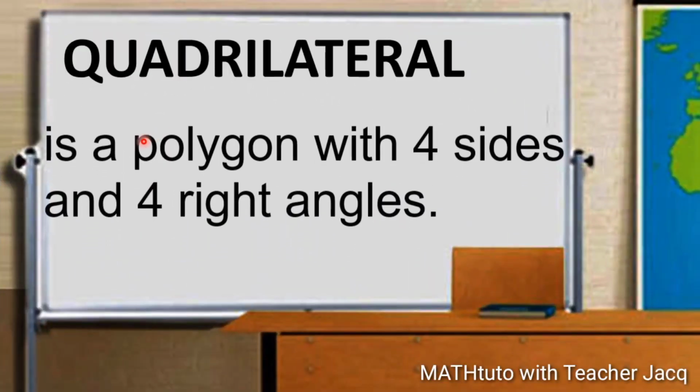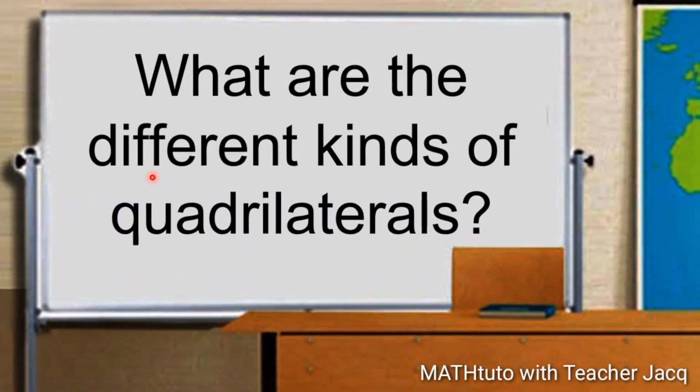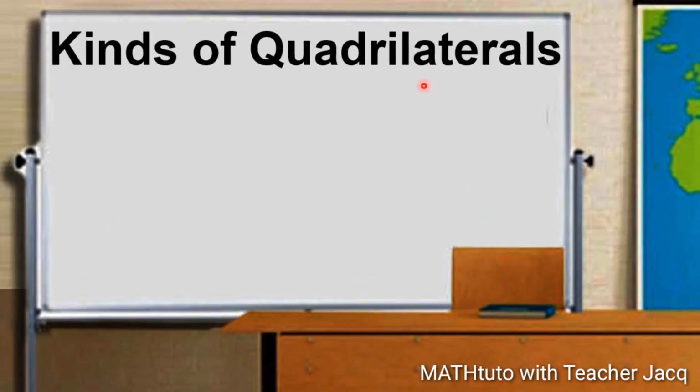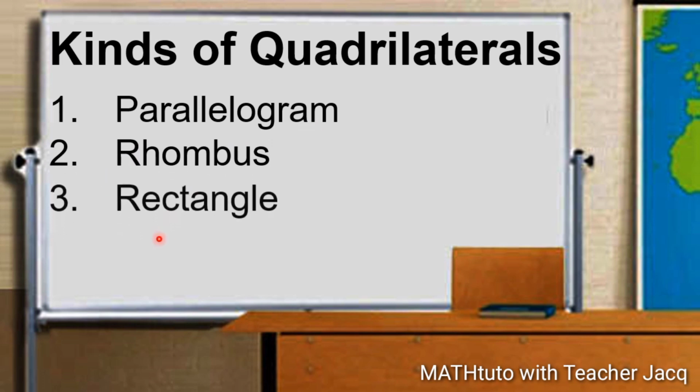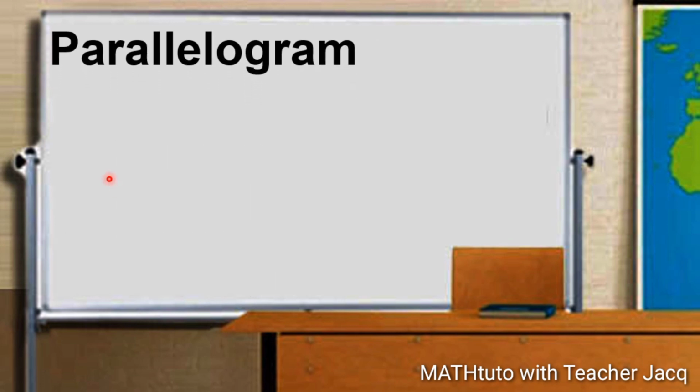A quadrilateral is a polygon with 4 sides and 4 right angles. What are the different kinds of quadrilaterals? Here are the kinds of quadrilaterals. We have parallelogram, rhombus, rectangle, square, and trapezoid. Let us describe each quadrilateral.